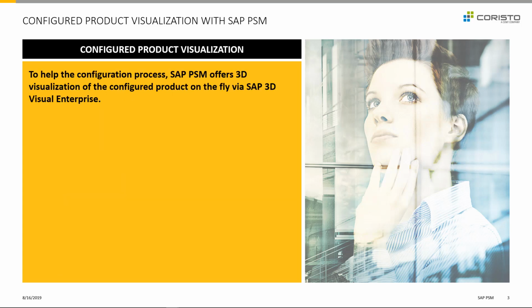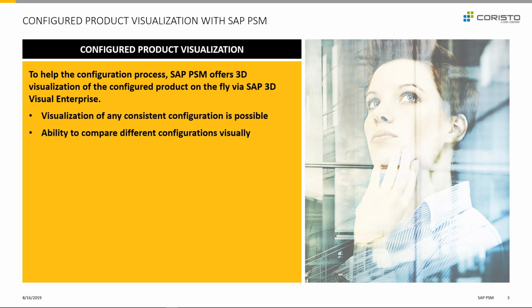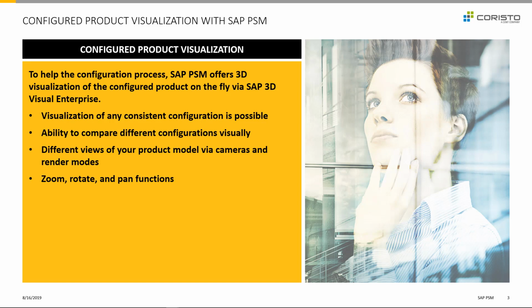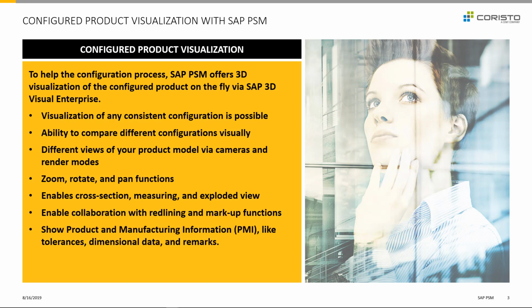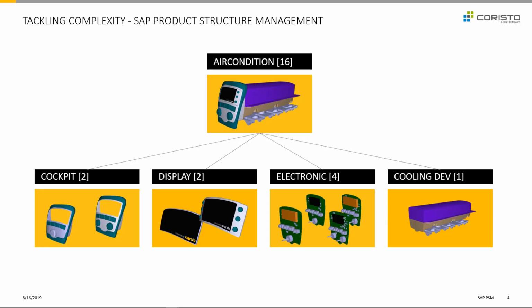With the help of SAP 3D Visual Enterprise in SAP PSM, we are able to visualize any consistent configuration, visually compare different configurations, create different views of the product through a selection of cameras and rendering modes, and of course also access the complete palette of SAP 3D VE Viewer functions, such as zooming, rotating, and panning. You can also view cross-sections, take measurements, and create exploded views, use redlining and markup features for collaboration, and have access to product and production information, the PMI, such as tolerances, dimensional data, and comments.